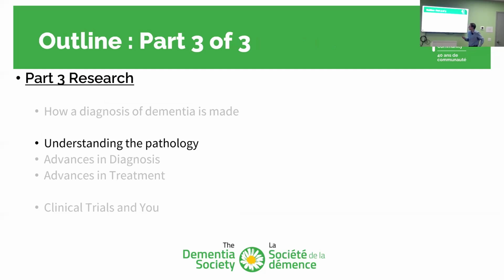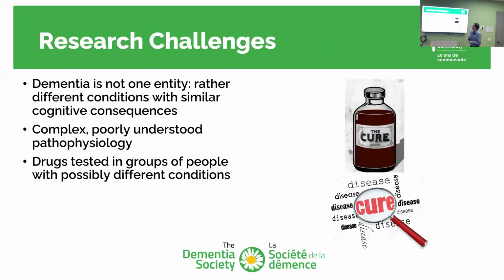Okay, so understanding the pathology. As I talked about before, dementia is complex. Dementia is not one thing. It's an umbrella term for the process where people change over time, that's not part of normal aging, where there are problems with memory and thinking that are impacting your day-to-day life. It is not one thing. Alzheimer's is one type, but it is only one type of dementia.